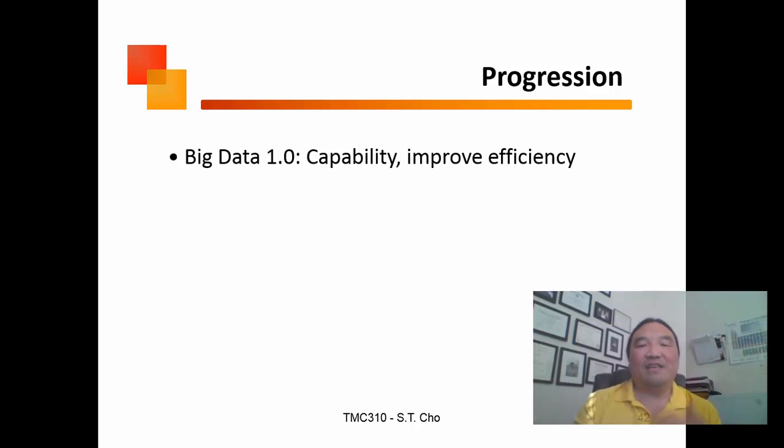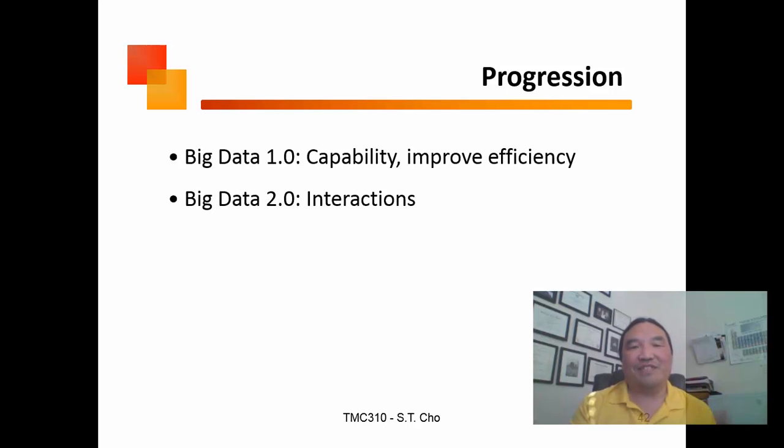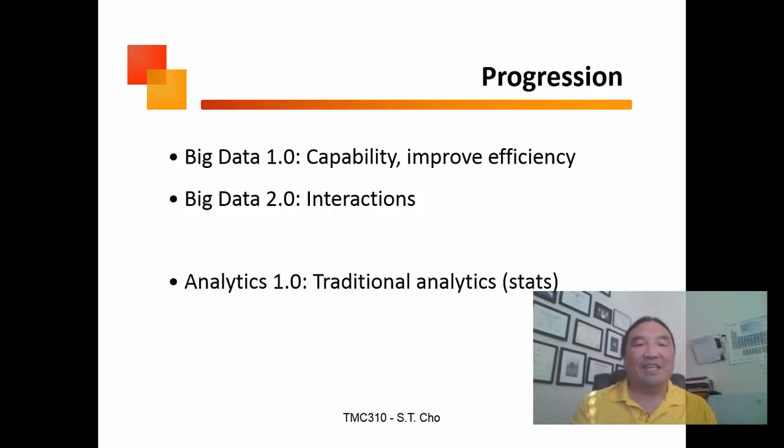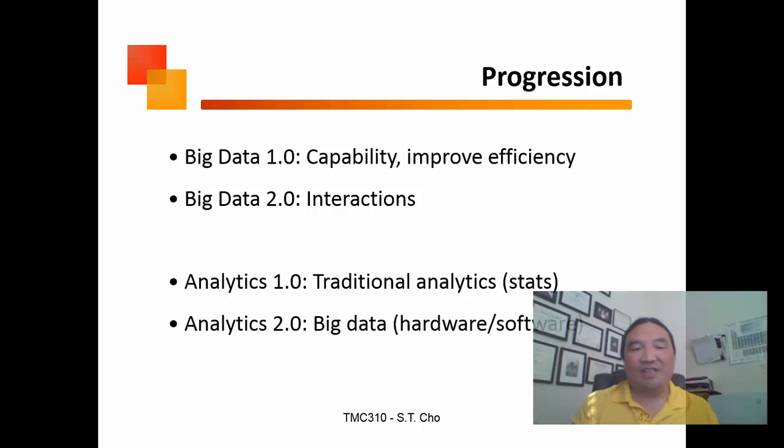In terms of how data's been progressing, Big Data 1.0 was just about capability. How do I improve efficiency of what I already do with more data? Big Data 2.0 is focusing on interactions, and this is about social media and networks. Essentially, they're looking at the segments between nodes and seeing how they interact. In terms of traditional analytics, originally they did stats. Now it's about big data. And the next big push right now is analytics 3.0.